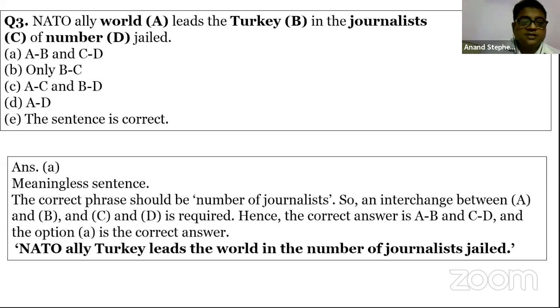So let us understand this. The right answer would be A. If the sentence is meaningless, the correct phrase should be number of journalists. So an interchange between A and B and C and D is required. Hence the correct answer is A, and the option A is correct. Then the sentence would be: NATO ally Turkey leads the world in the number of journalists jailed.